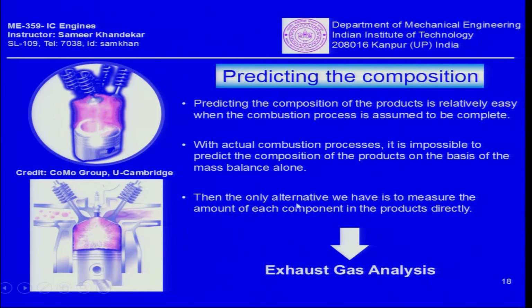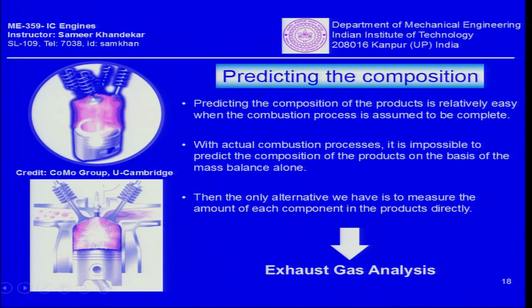And then in a real-time engine, the only alternative which we have is, for example, to measure the amount of each component in the product directly. So these are typically done by exhaust gas analysis, which we will take up in a different lecture. But for this lecture, it suffices to tell you that in an actual engine, it is not so straightforward to actually predict the composition of the products. So we will apply some thermodynamic models, some equilibrium models. We will do some abstraction to find out what the products of combustion are.